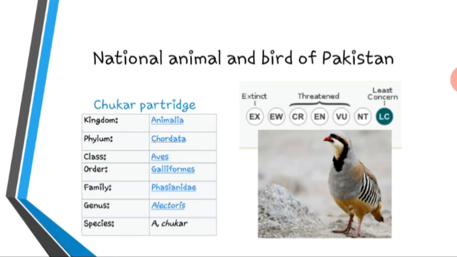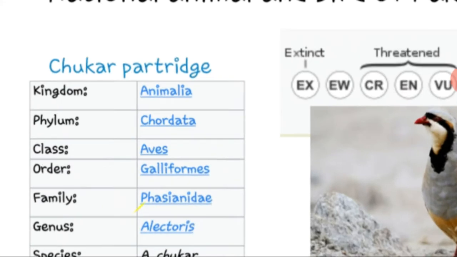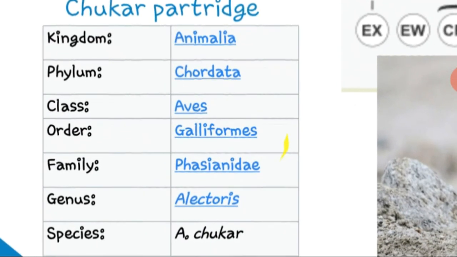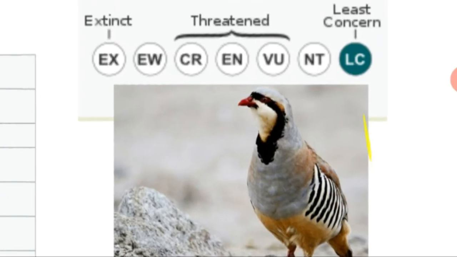The national animal and bird of Pakistan are what? The one is chukar. Chukar has a fatty belly and has black stripes on it, and there is a black band on its face, and the beak is a small, cute red beak. The classification of chukar is basically chordate, as it contains a nerve cord, and it's in Aves. Aves is for bird. It's least concern right now.